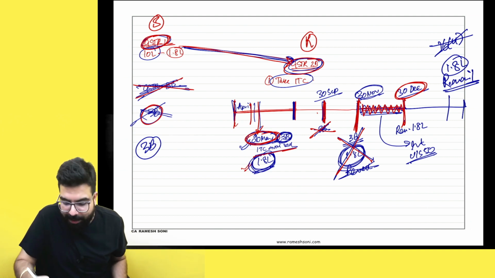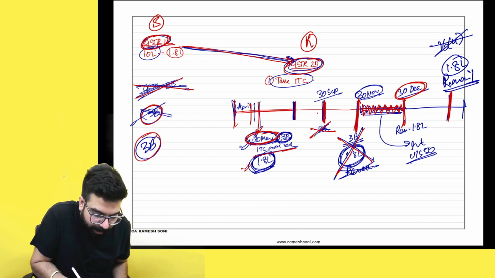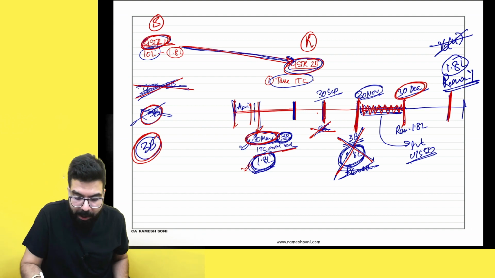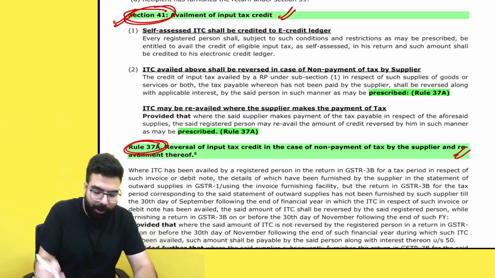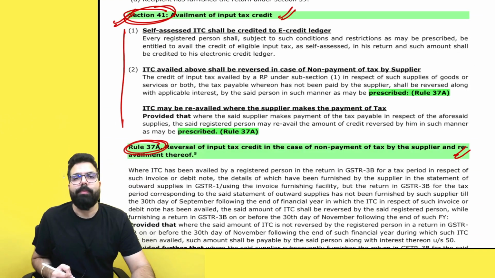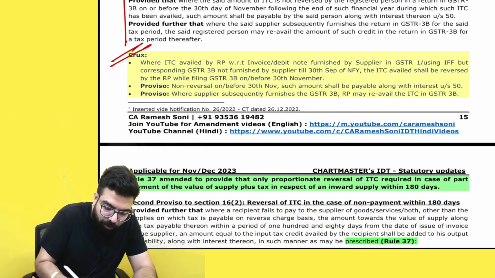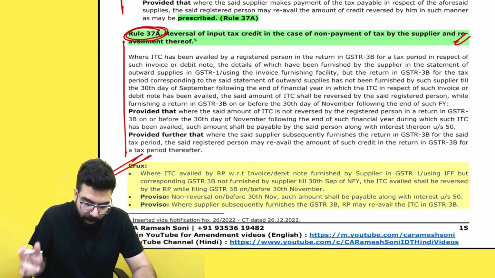Sir, what if supplier later goes ahead and files his GSTR 3B? If supplier files his GSTR 3B, whenever supplier files his GSTR 3B, you can re-avail the credit. There is no time limit which is applicable. That's all is being told by section number 41, read with rule number 37A. I have given the crux over here. You guys can read the crux. The one which I have told, the same thing has been written over here.